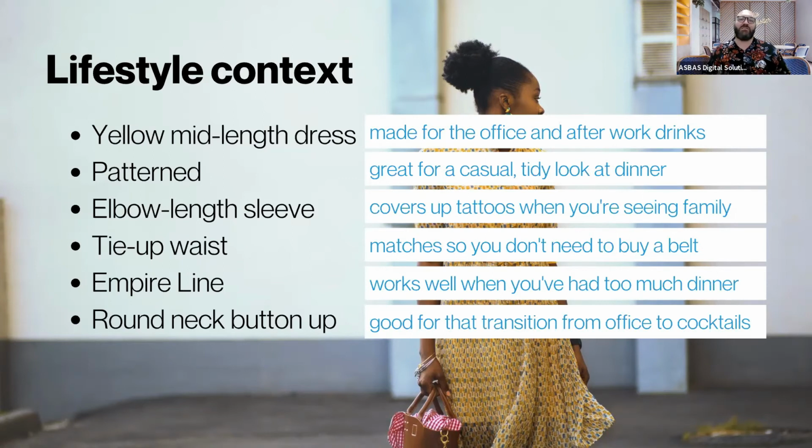And you get this information by understanding who your customer is, what's important to them. Why is this dress being designed the way it is? Why is it patterned? Well, it's great for a casual, tidy look at dinner. It's an elbow length sleeve that covers up tattoos when you're seeing the family. That's a fantastic way to do it when you're going to church or something like that. It's a tie up waist that matches so you don't need to buy a belt. That's a lifestyle context. I don't have to go and buy something extra to have this awesome outfit.